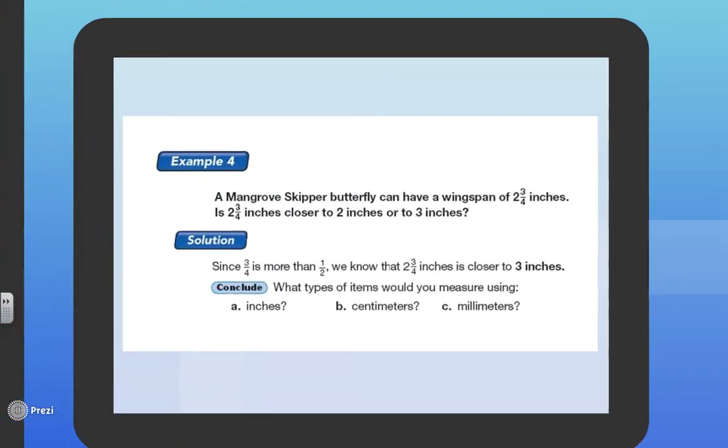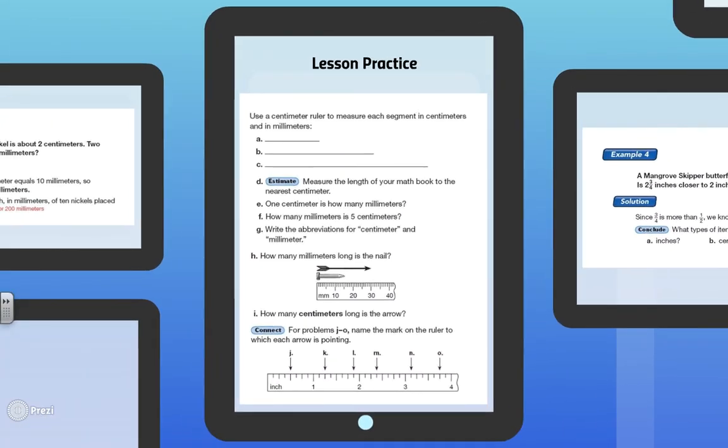And then last but not least is your lesson practice. So there's a lot tonight. Good luck. You have A through O. If you don't have a ruler with you, you can do that before class, okay? So if you have any questions, feel free to put them on the back of the sheet of paper. Thank you so much and have a great night doing homework.